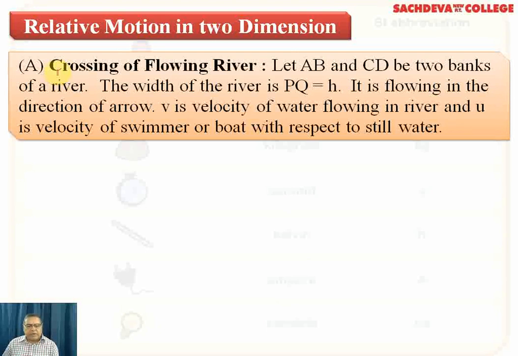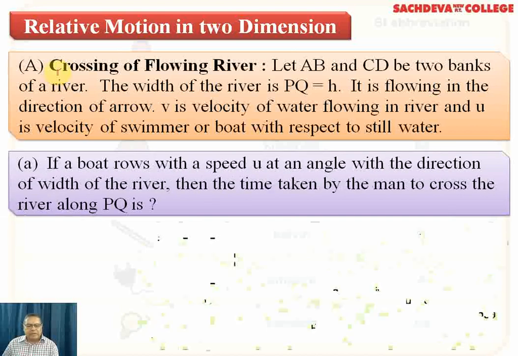Similarly, rain is falling and the observer or the person is moving in the rain along with an umbrella. So the rain is coming either vertically at 90 degrees or the raindrops will come at a specific angle. So these facts we have to discuss in relative motion in two dimensions.